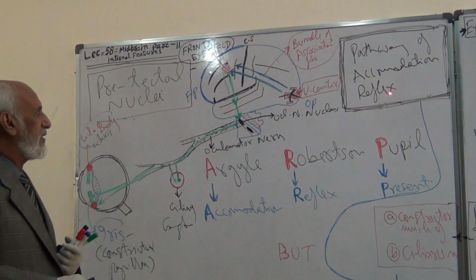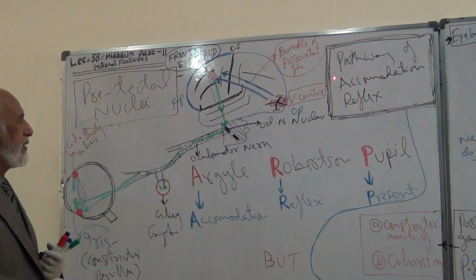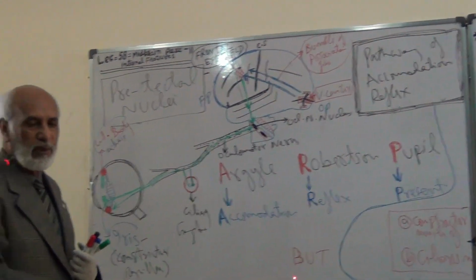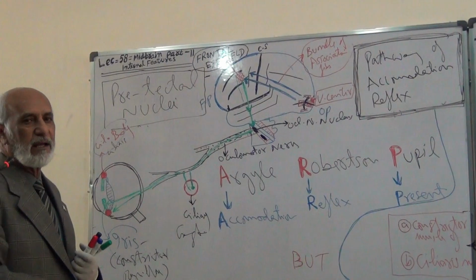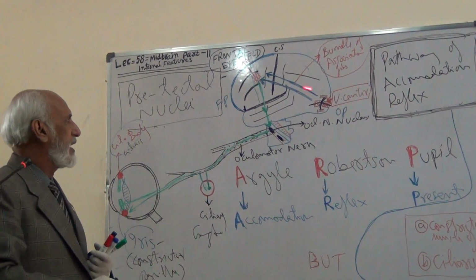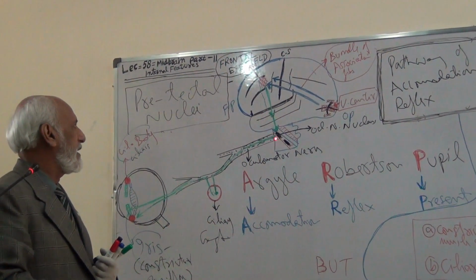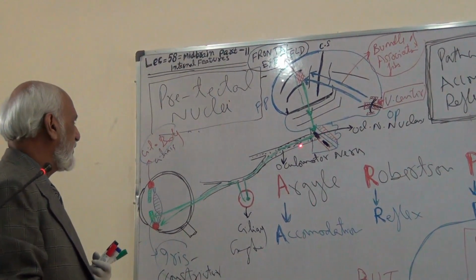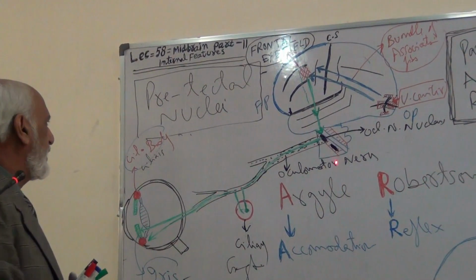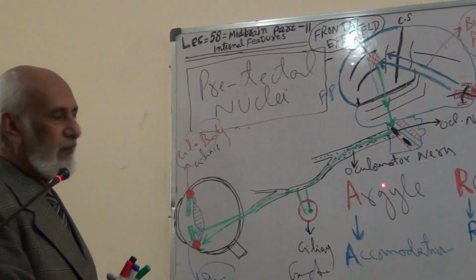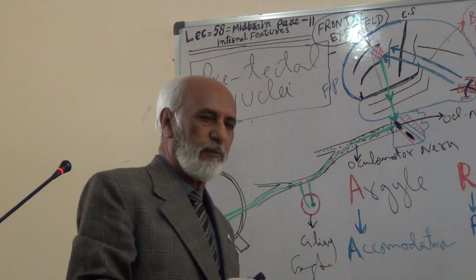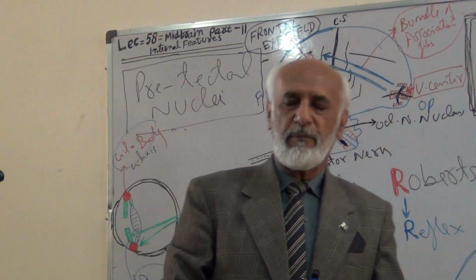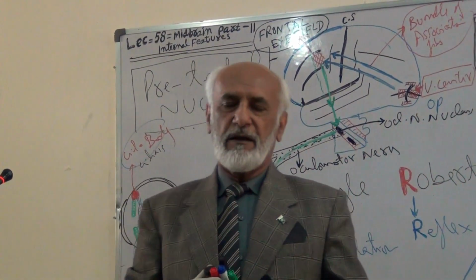The fibers of the accommodation reflex do not relay in the pretectal nuclei. They relay directly from the frontal eye field onto the Edinger-Westphal nucleus of the oculomotor nerve. The rest of the pathway for the pupillary light reflex and the oculomotor pathway is again the same. So this was about the pretectal nuclei, which are important nuclei in the internal structure of the midbrain.